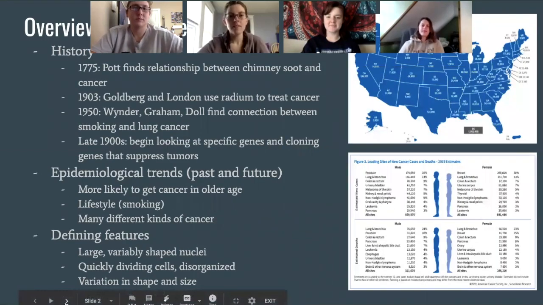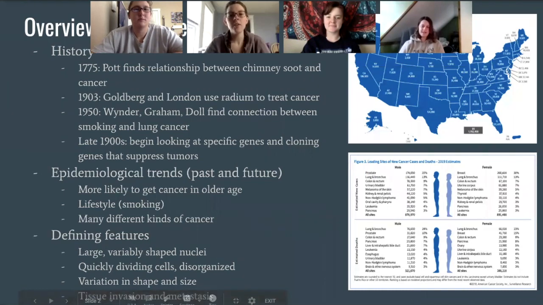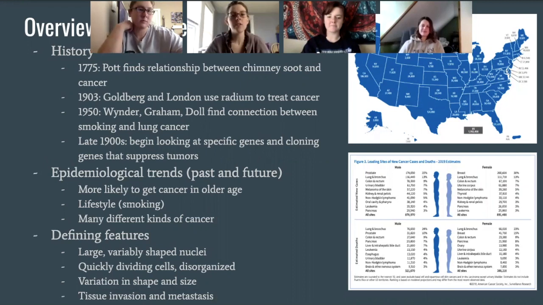So, the history of cancer. In 1775, Pott noticed a relationship between chimney sweeps and squamous cell carcinoma of the scrotum due to their exposure to chimney soot. And this was the first incidence that cancer was linked to external exposures. In 1903, Goldberg in London used radium to treat basal cell carcinoma of two patients successfully. In 1950, Winder and Graham and Dahl found a relationship between cigarette smoking and lung cancer.